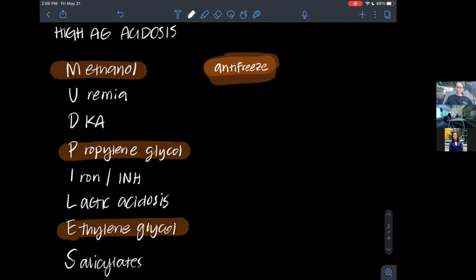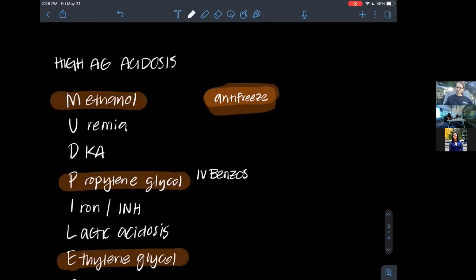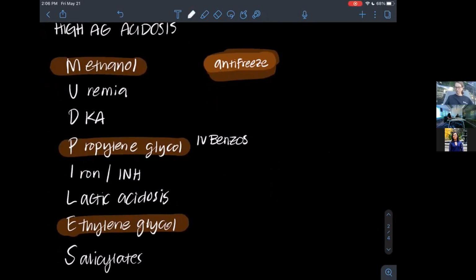When they are metabolized in the body, methanol is a CNS poison, ethylene glycol I think is kidneys, and propylene glycol is also used for IV benzos. So if you increase titration of your benzos, you might also get propylene glycol acidosis related to that. But all these are metabolized and form an acid that is not within this anion gap. So when you don't create something within that anion gap, you create a high anion gap.